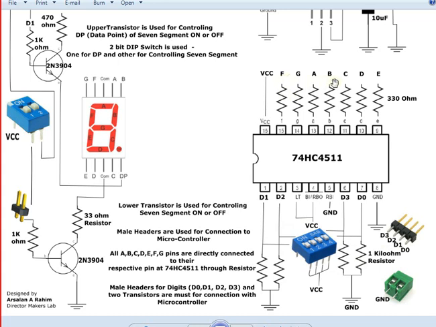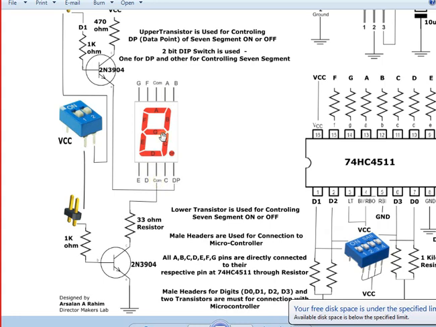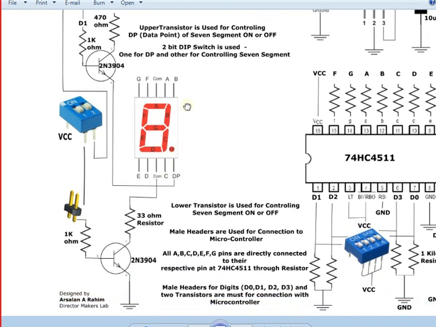From this F, G, A, B, C, D, E, this is going to be connected to this common cathode 7 segment over there. I can have the common cathode connected over here in this way. And then over here, I have connected an NPN transistor.